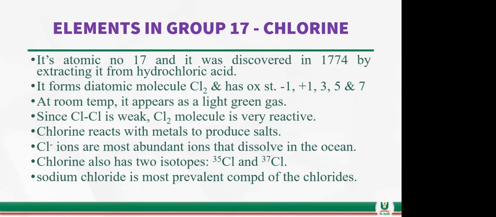So there are 2 isotopes of chlorine. We have chlorine 17 with atomic mass of 35. We have chlorine 17 with atomic mass of 37. And when you calculate the overall relative abundance, you come up with the atomic weight of chlorine being 35.5. Sodium chloride is the most prevalent compound of all the chlorides.